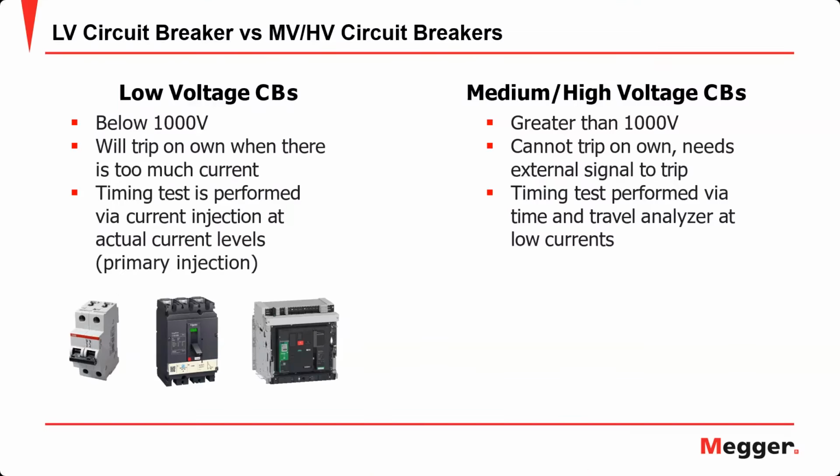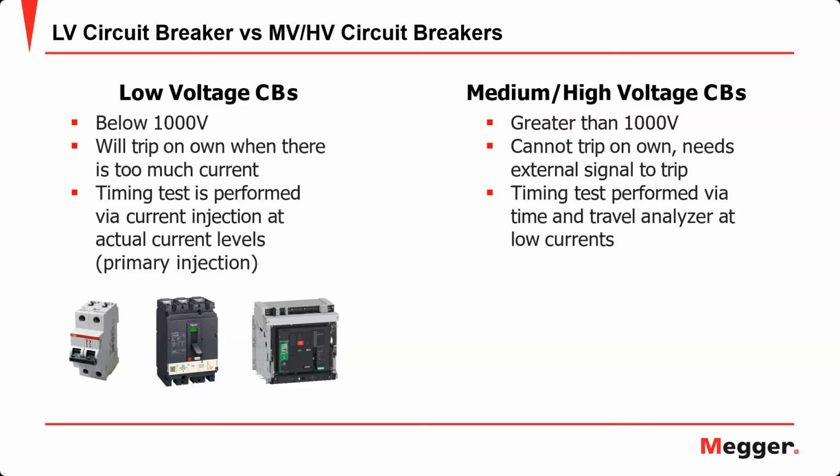So let's start with the difference between low voltage and medium and high voltage circuit breakers. Low voltage circuit breakers are breakers that are usually rated below 1000 volts. They trip on their own when there is too much current, so there is no need for external equipment like relays. Timing tests for these breakers are usually done by means of primary injection, so you inject actual fault current to get the reaction time of these breakers. We have many different types. Some examples include MCBs, miniature circuit breakers, MCCBs, or molded case circuit breakers, and air frame circuit breakers.